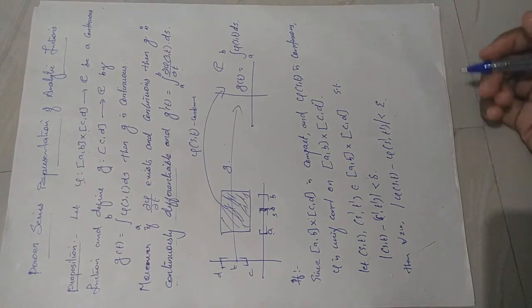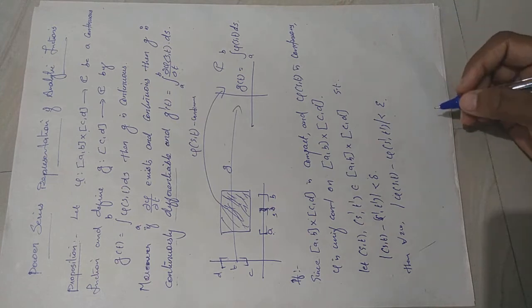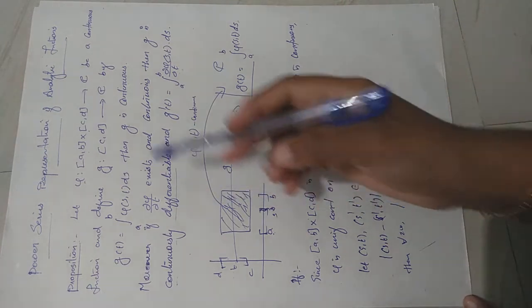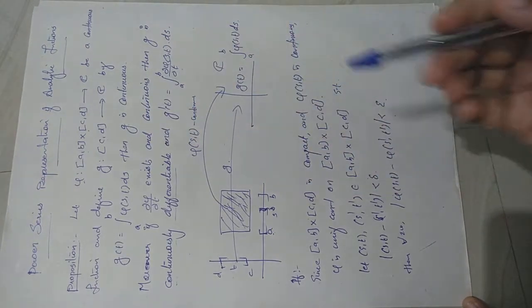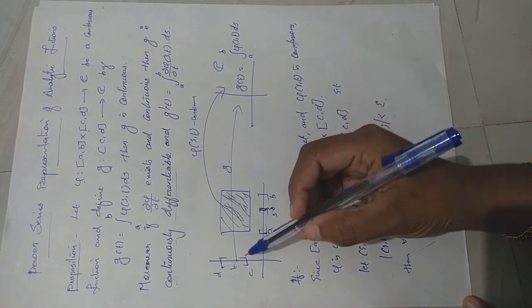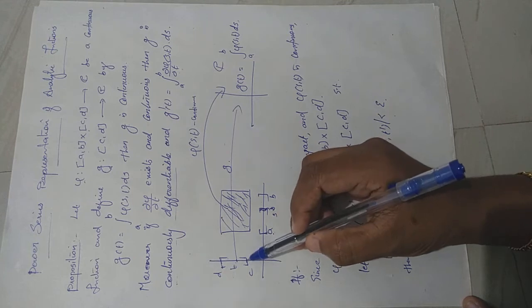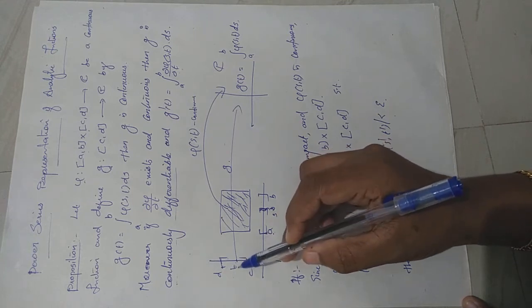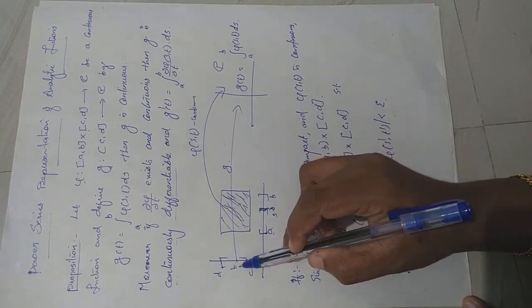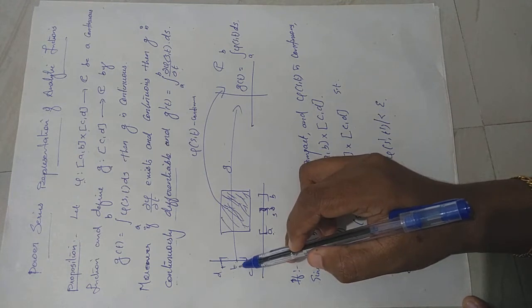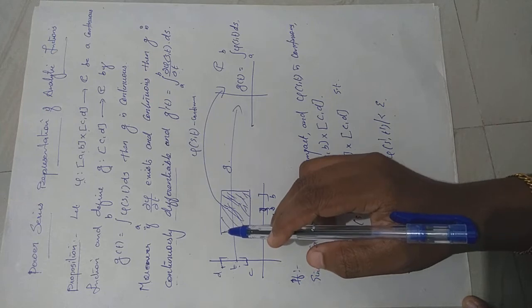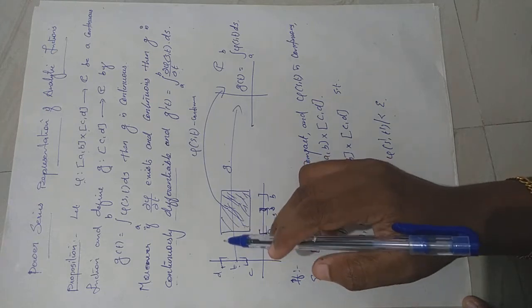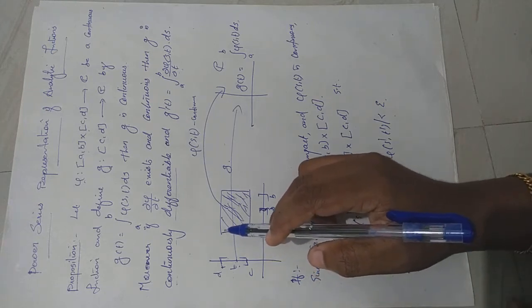Now we want to prove that g is continuous. First claim is g is continuous. In order to prove g is continuous, we have to take two elements from the domain of g, that is from the closed interval [c,d]. Then when the difference between those two elements is less than delta, it implies the difference between the images of those elements under g is less than epsilon. This is what we need to prove.